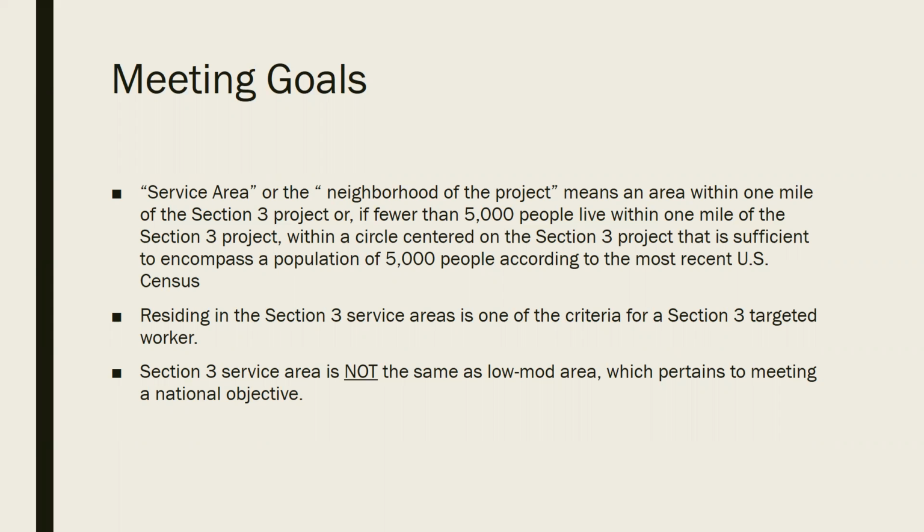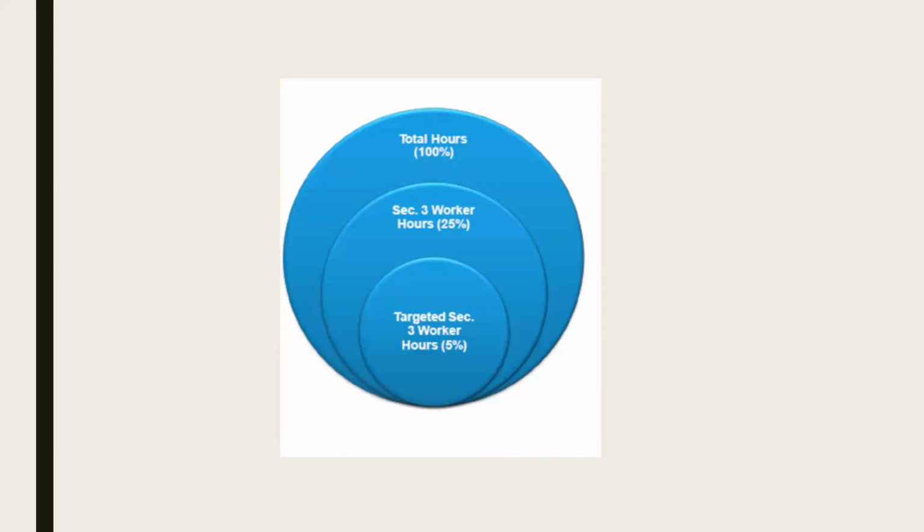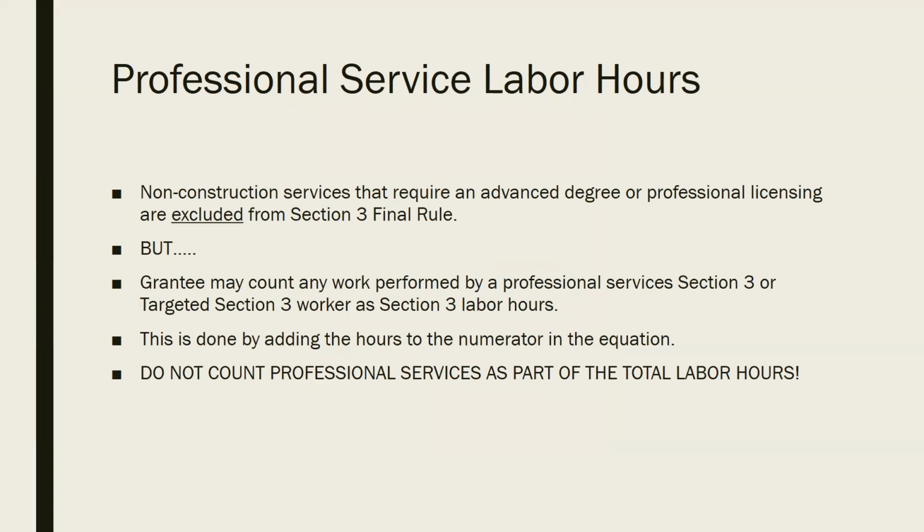The Section 3 service area is not the same as your low-mod area, because that only pertains to your national objective. As I said, you have to do 25% of your total labor hours for Section 3 workers, and 5% for targeted Section 3 workers. And here's just a little diagram of how it works: total hours, and you see the breakdown for each individual worker.